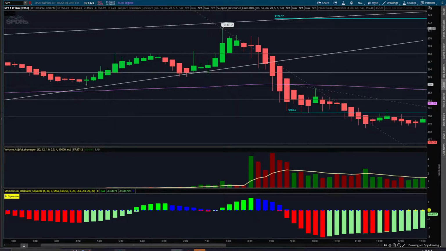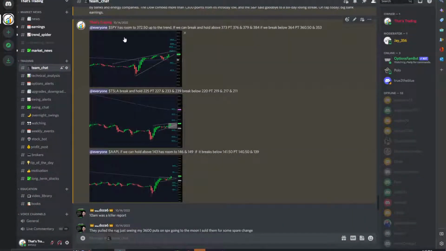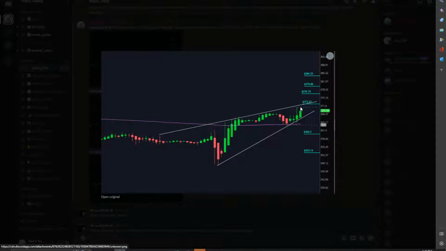So if we go here to the SPY, it says if we can break and hold above 373, this is the targets. That's what I'm talking about. If we can get above this trend right here and hold. When I mean hold, I mean close with a flat bottom going to the upside. If I ever say if we can break and hold below, that means closing with a flat top to the downside. Then these are targets, right? 360, 353.